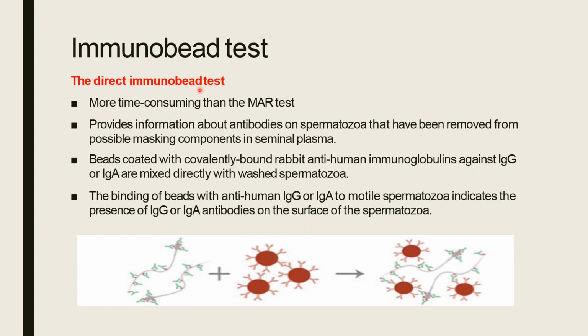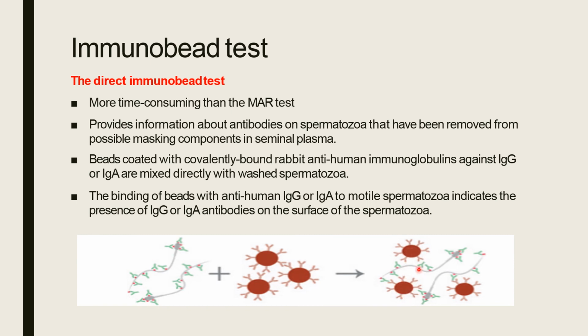In the direct immunobead test, we need semen that is washed so that only spermatozoa are present. These spermatozoa, if they have antibodies, are mixed with the polyacrylamide beads that are coated with the anti-sperm antibody binding antibodies. If antibodies are present on sperms, these beads will bind with the spermatozoa and make them immobile. So agglutination would occur, and that agglutination would be determined under the microscope, and by the same method, 200 spermatozoa would be counted, and then we will see what percent of them are bound with the anti-sperm antibodies.